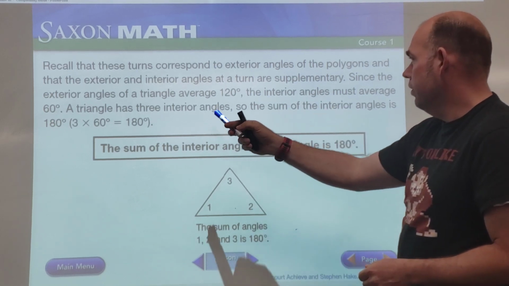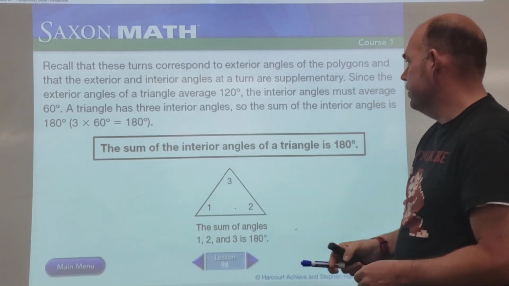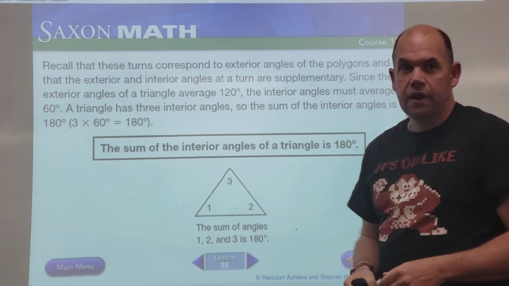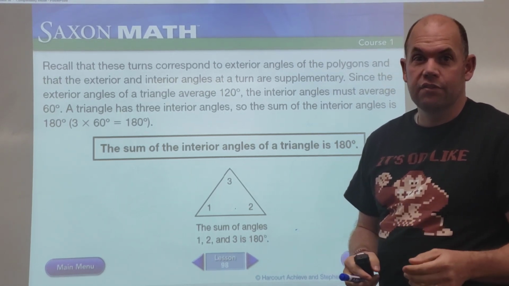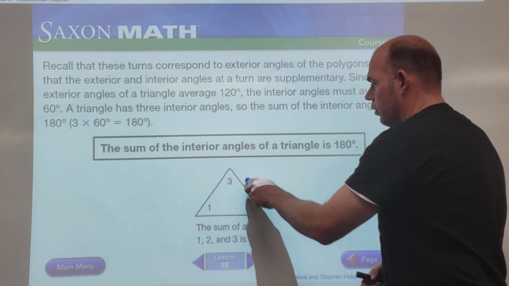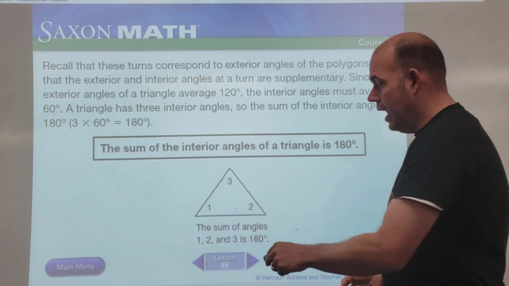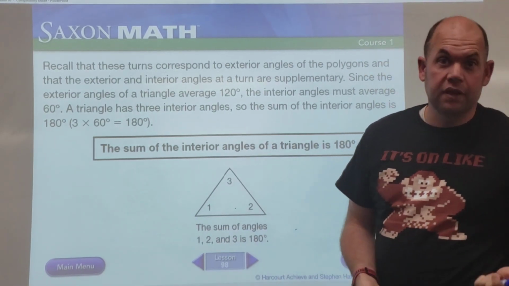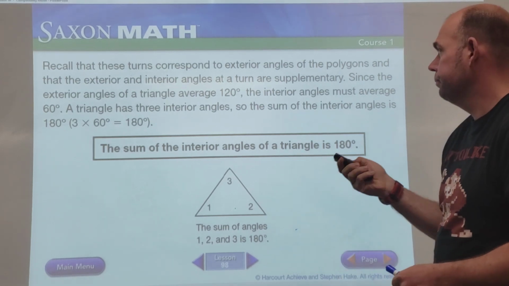So here with a triangle with 3 interior angles, the sum of those interior angles is going to equal 180. So 60 plus 60 plus 60 equals 180. So inside is going to equal 180. Outside, to turn around the whole thing, is going to be 360.